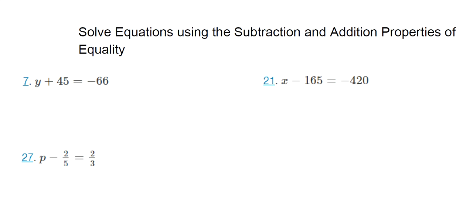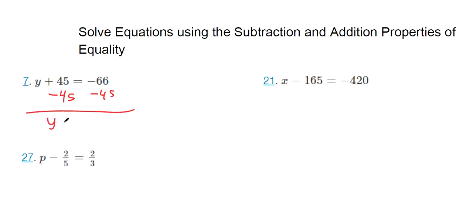Okay, so solve equations using the addition and subtraction properties of equality. It just means you can add the same number to both sides of an equation. You can subtract the same number from both sides of the equation. So y plus 45 equals negative 66. We can just subtract 45 from both sides.